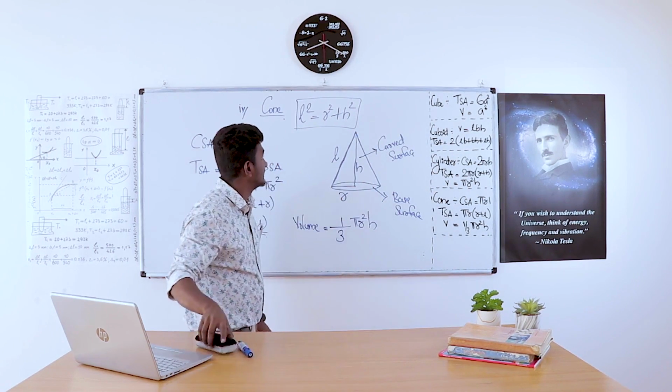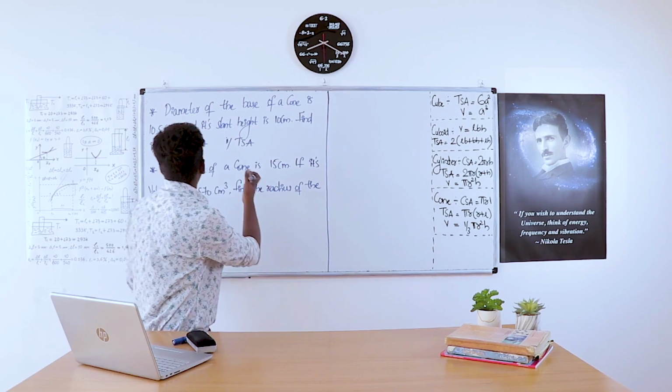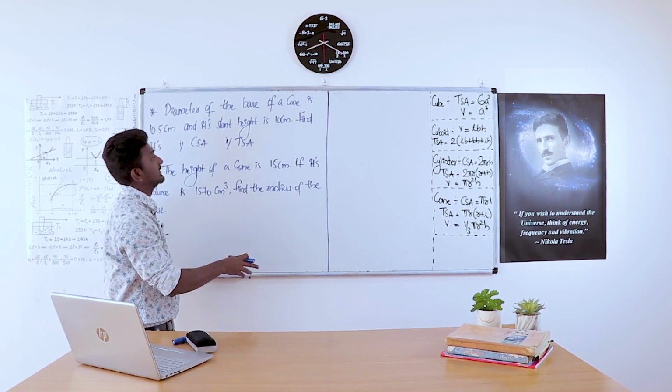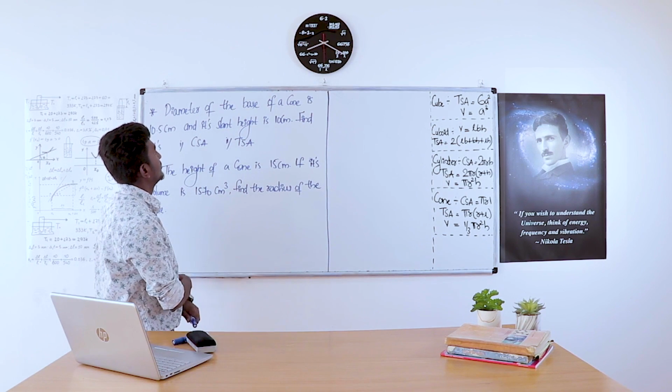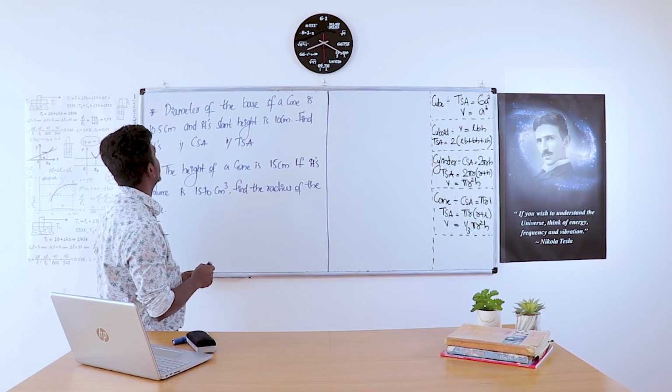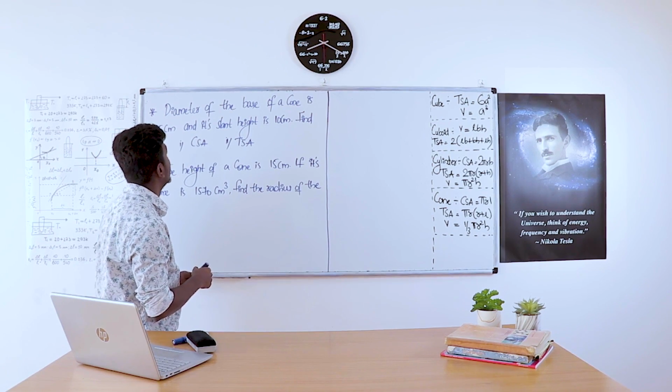Okay, is it clear? We are having 2 questions related to cone that we have studied right now. First question is, diameter of the base of a cone is 10.5 centimeter and its slant height is 10 centimeter. Find its curved surface area and total surface area.